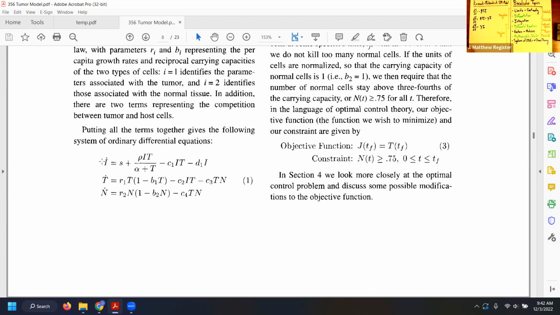And so it's I dot, which represents the rate of change of the population of immune cells, is equal to s plus this term minus this term minus this term. Then we have T dot, which is the rate of change of the population of tumor cells, is equal to this. And then N dot is equal to the rate of change of the number of normal cells.